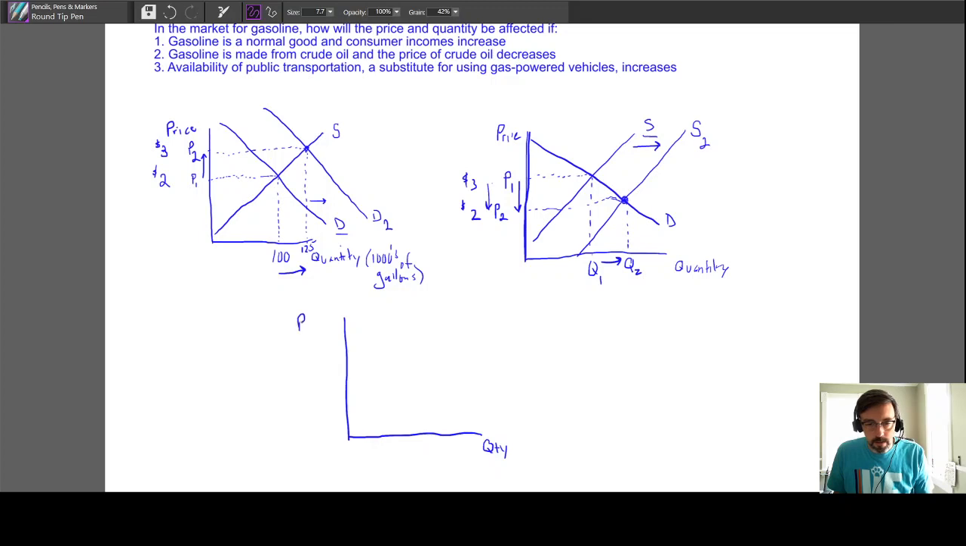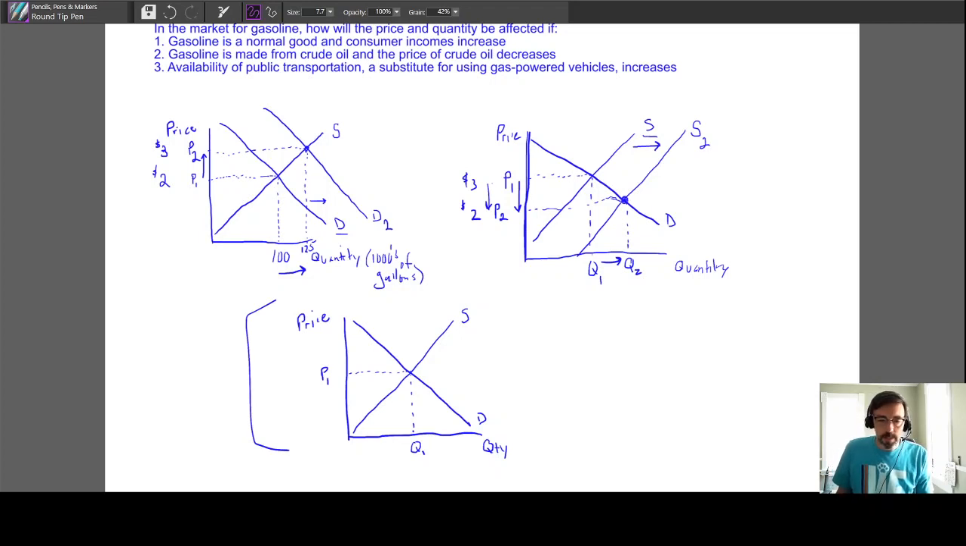Quantity, price, supply of gasoline, demand for gasoline. Let's not forget this time to do the equilibrium price and quantity to start with. P1, Q1. This graph as you see it is how you should start every one of these kinds of questions. Even before you read the question, you can go ahead and draw that up. That's your starting point for analysis for all these questions. So this is a good practice to get into.